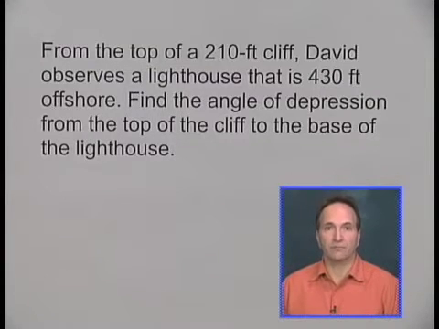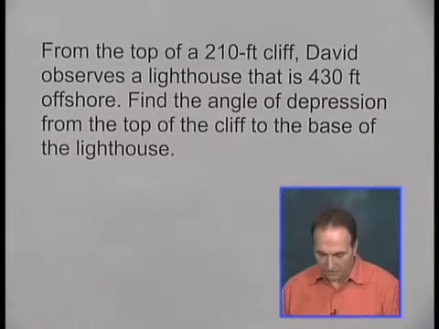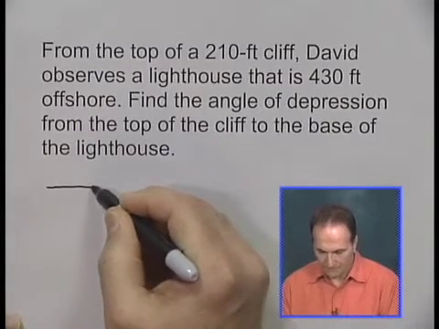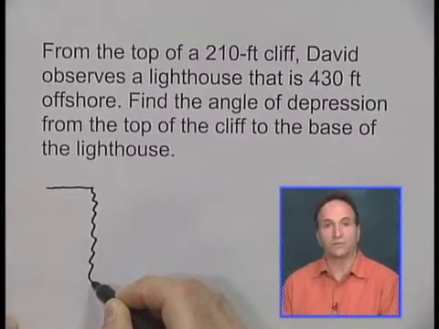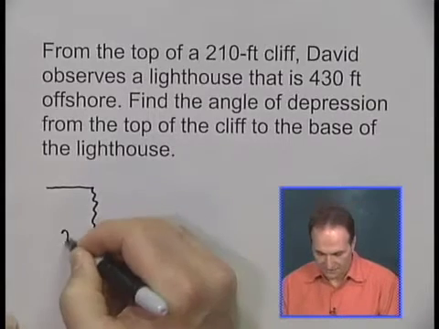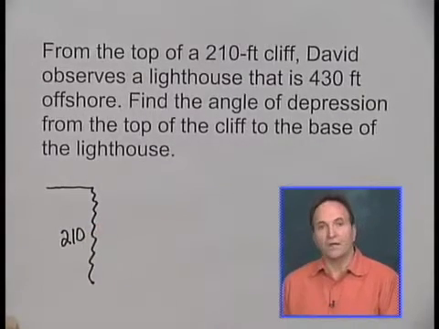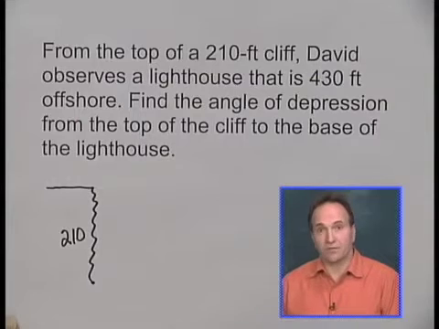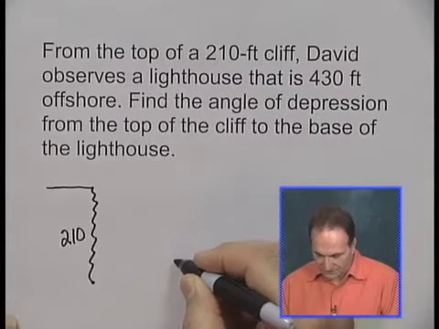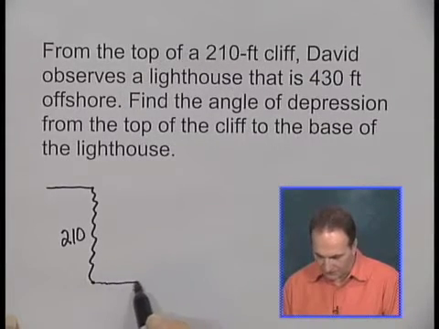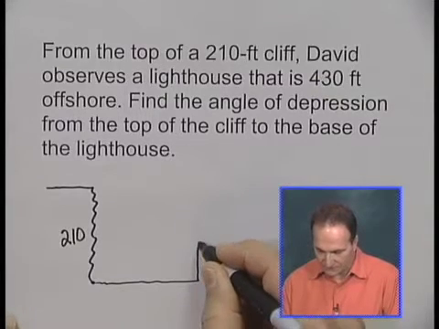From the top of a 210-foot cliff, David observes a lighthouse that is 430 feet offshore. Find the angle of depression from the top of the cliff to the base of the lighthouse. So let's begin by drawing the cliff, which we know is 210 feet. David observes a lighthouse, so let me draw a lighthouse. Here's the water level, actually. And here's the lighthouse.